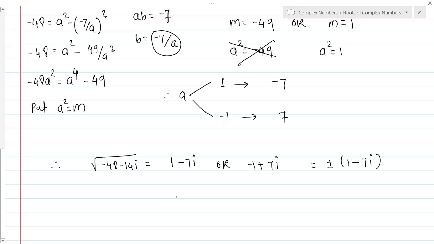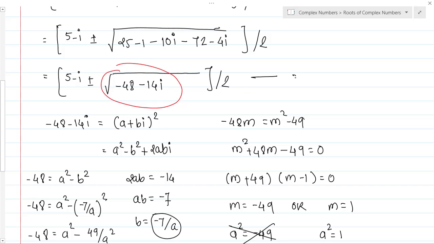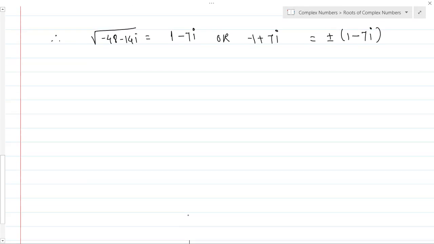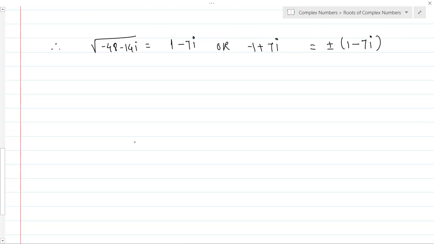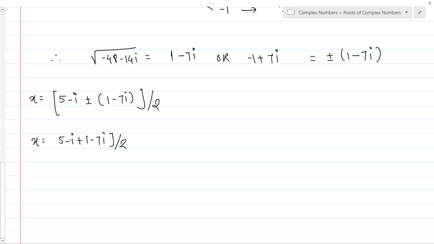Okay, now let's substitute this answer in this equation. This is our final equation. So let's substitute it in this equation. So you will be having 5 minus i plus or minus this part. So x is equal to 5 minus i plus or minus (1 minus 7i) upon 2. Okay, now let's take first positive: 5 minus i plus 1 minus 7i upon 2.